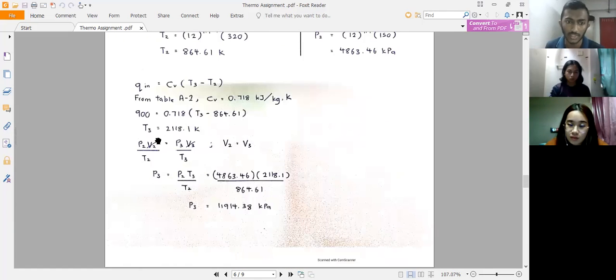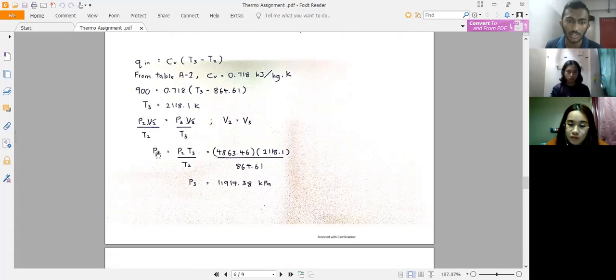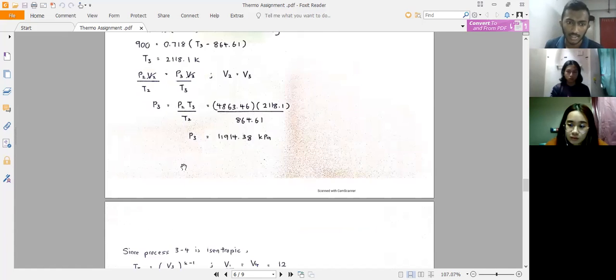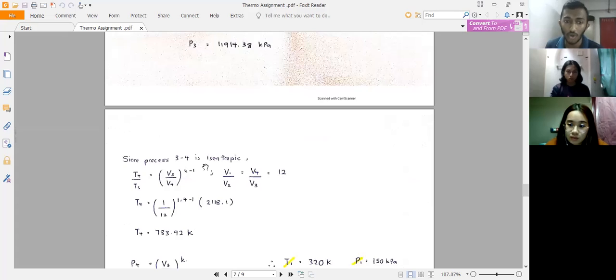As we know, from point 2 to 3, the volume is constant. So we are going to use the ideal gas equation: P2 V2 over T2 equals P3 V3 over T3. As we know, V2 is equal to V3, so we cancel the V2 and V3. We substitute all the values and we get P3 equals 11,914.38 kilopascal.